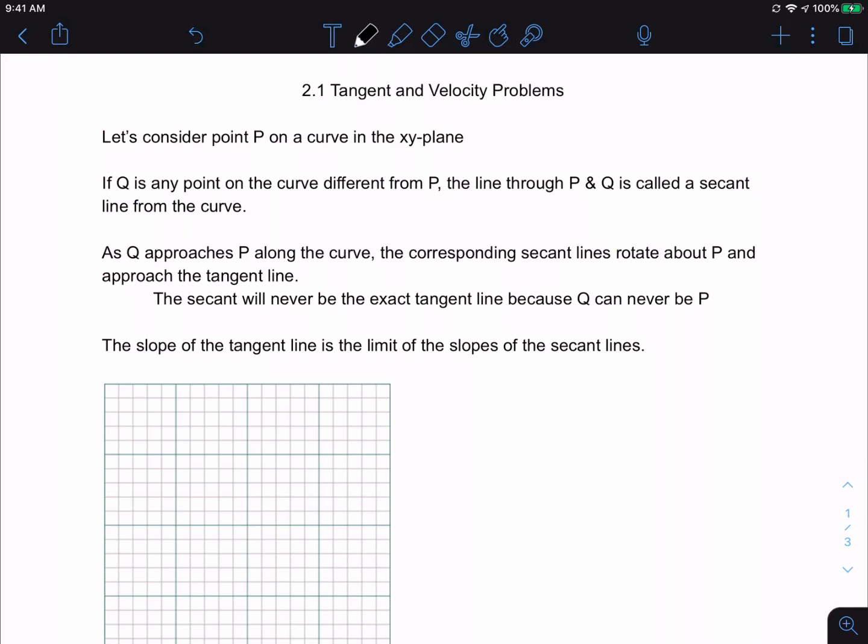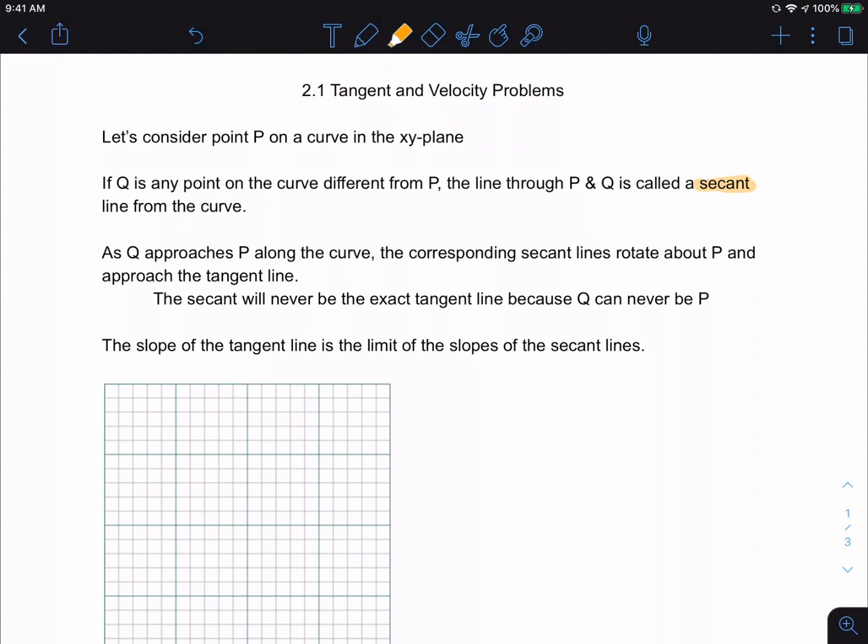So here we go. Calc 1, Day 1. All right, so the first thing we're going to talk about are tangents and velocity problems. And so a couple of important words that you're going to need to know, that we're going to talk about quite a bit, is a secant.